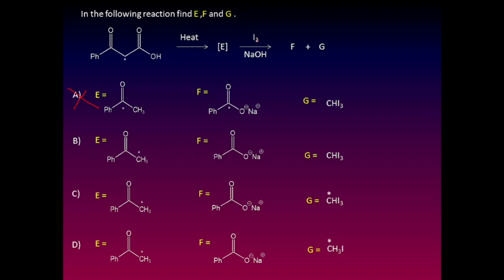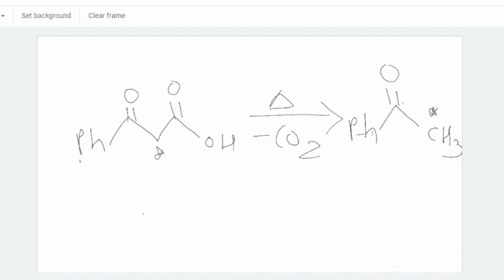After heat you do the iodoform test. The iodoform test will only happen for COCH3 groups. In this case you can see there is a COCH3 group present in the compound, so you will see the iodoform test. Here the CH3 group is present. This CH3 will be converted into CHI3, iodoform.